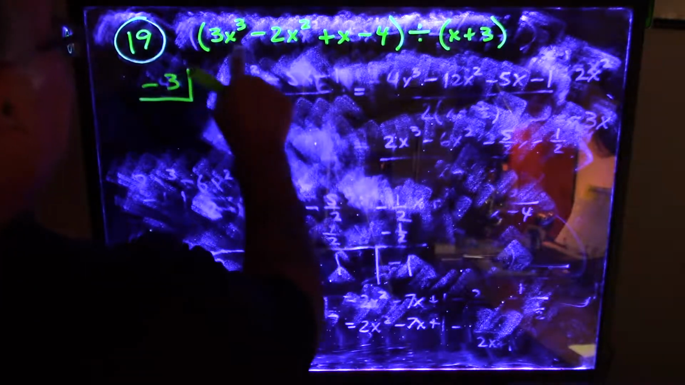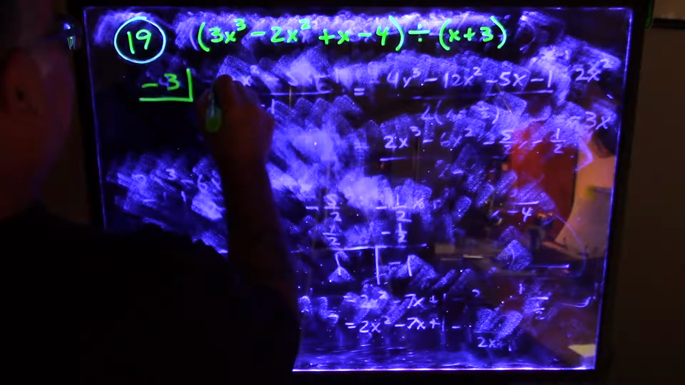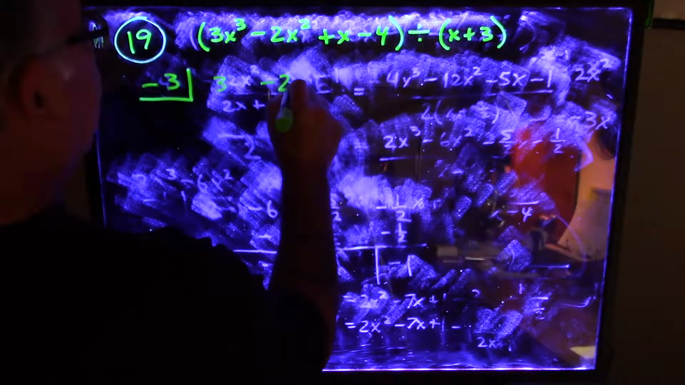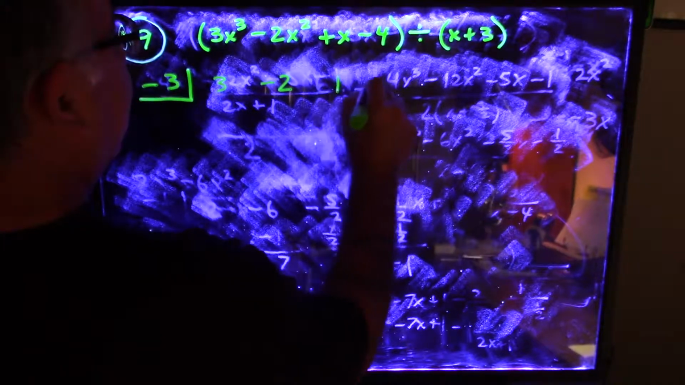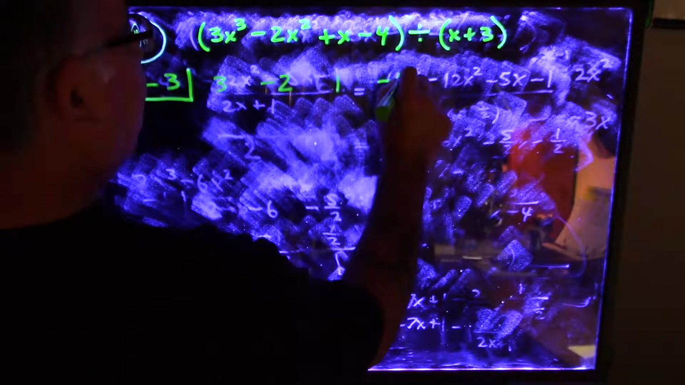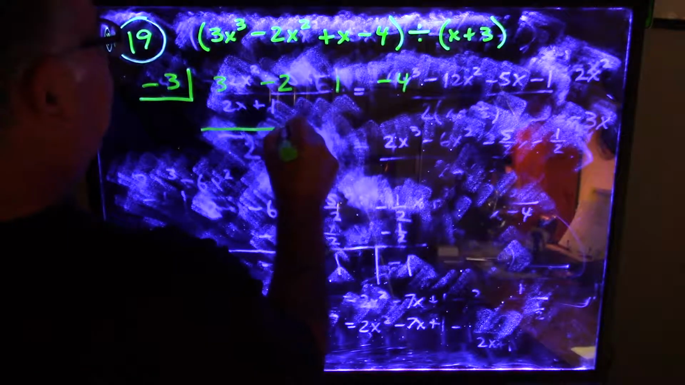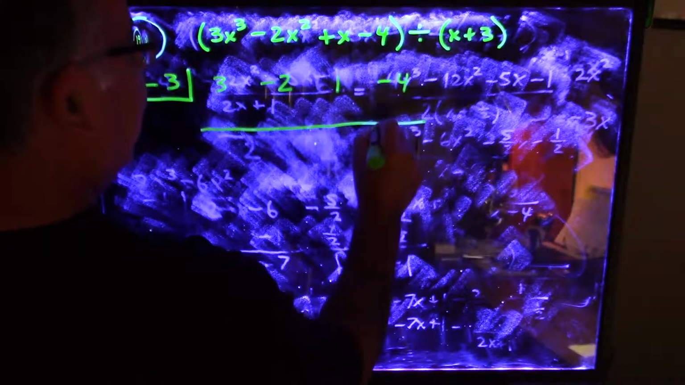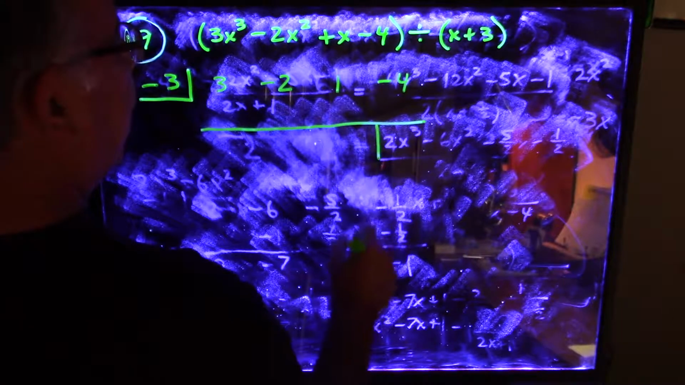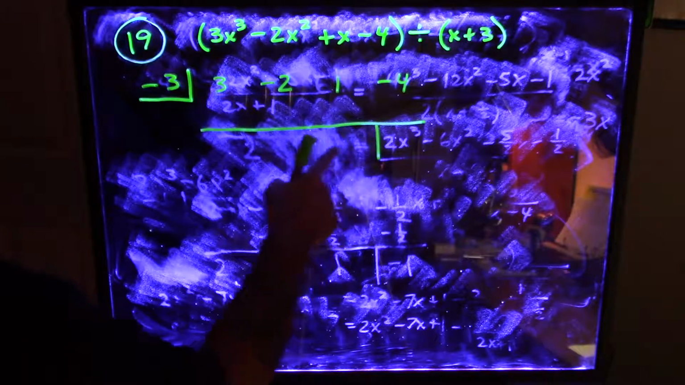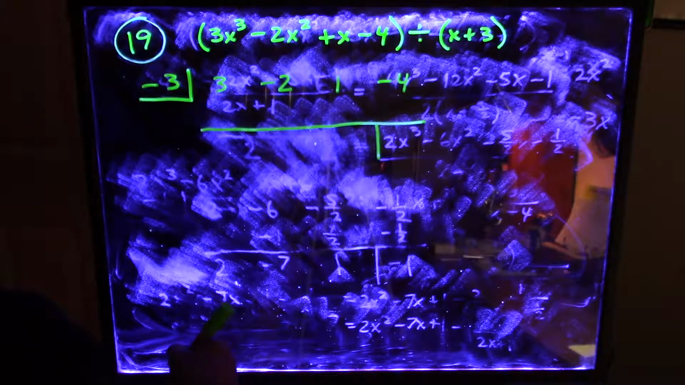Okay, so write the coefficients of the dividend: 3, negative 2, a 1, and a negative 4. Leave some space underneath and put a line like that. Now again, some people draw this a little bit differently, but it all amounts to the same thing, so it's not a big deal.